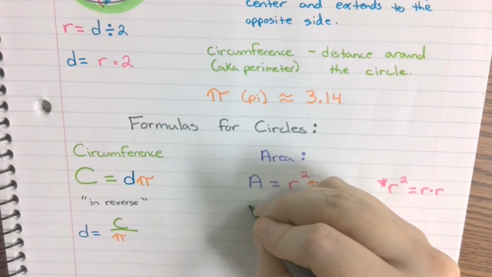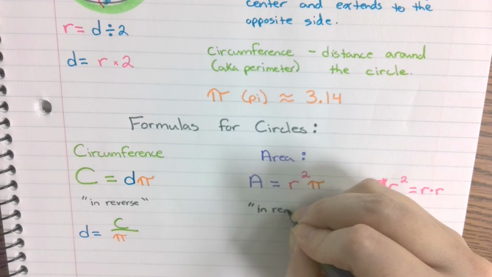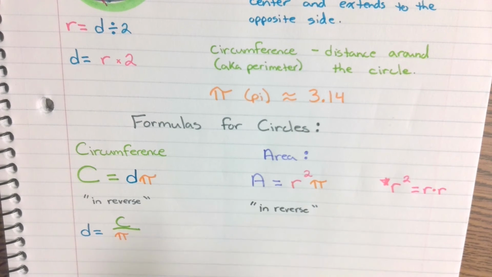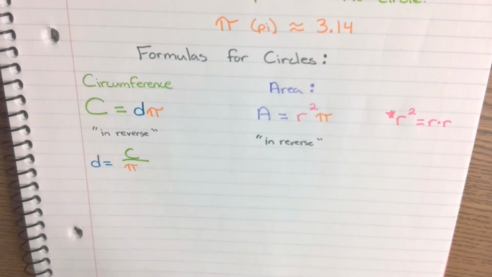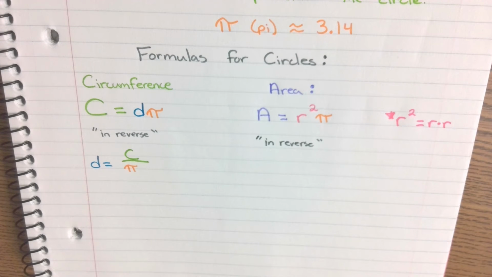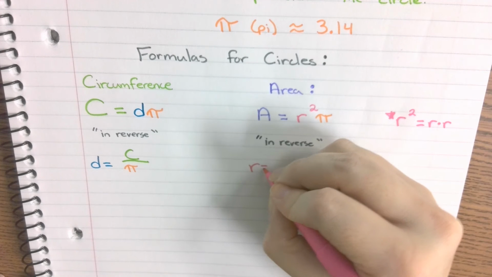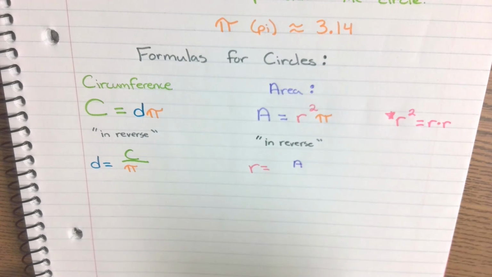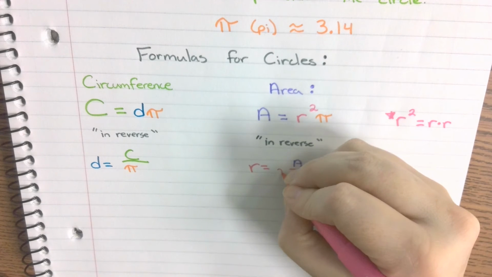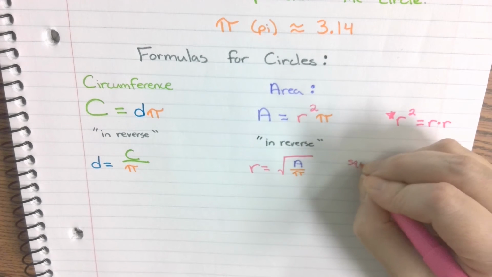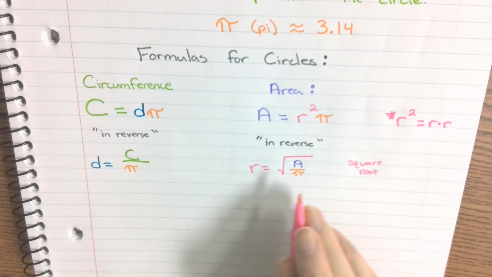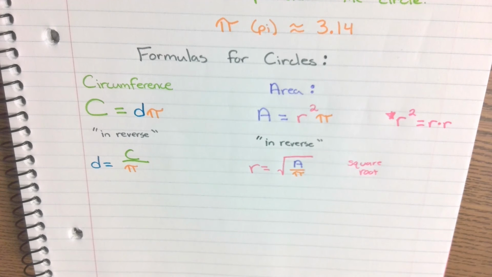If we're talking about the reverse concept, if you're given radius, you can solve for area, but the same thing can happen. If you're given the area, you can solve for the radius. The radius can be found by taking your area and dividing it by pi, and then taking what's called the square root. So you would do area divided by pi and then take the square root of that value.